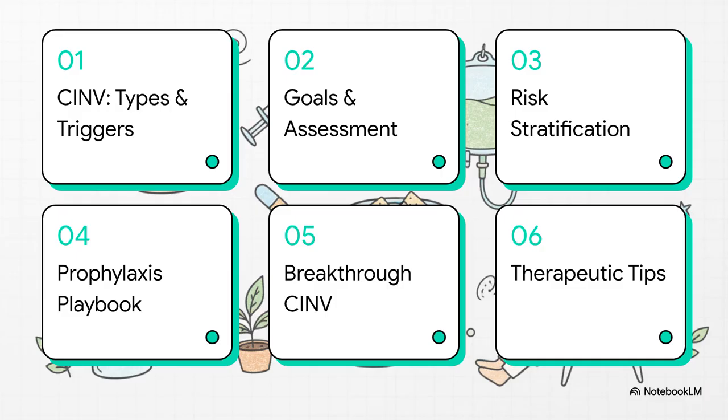Okay, so here's the plan. We're going to start with the absolute basics. What are the different types of CINV and what triggers them? Then, we'll walk through how to assess a patient and set our goals. From there, we'll get into the really important stuff, risk stratification and all the prophylactic strategies, both non-drug and drug-based. And finally, we'll cover what to do when things go wrong with breakthrough CINV, and I'll leave you with some key therapeutic tips. It's all designed to build a complete picture for you.